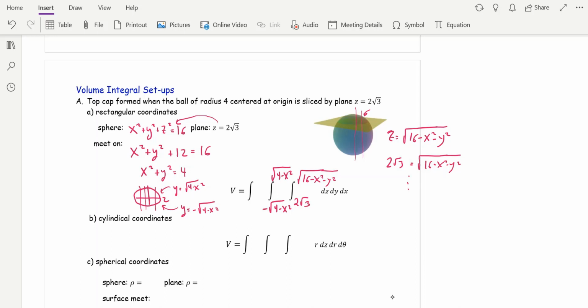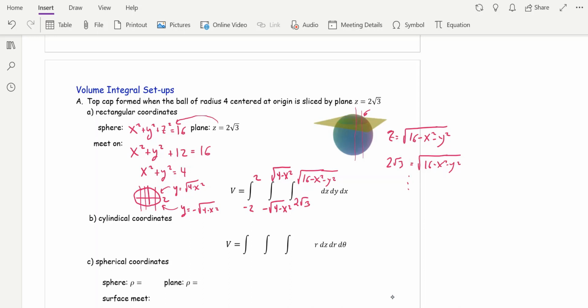This is ugly. You wouldn't want to do this integral in rectangular coordinates, and this is why. And then for what x's do I have those lines going through that circle? Well, they start at -2 and they end at 2. So there's my setup for rectangular.